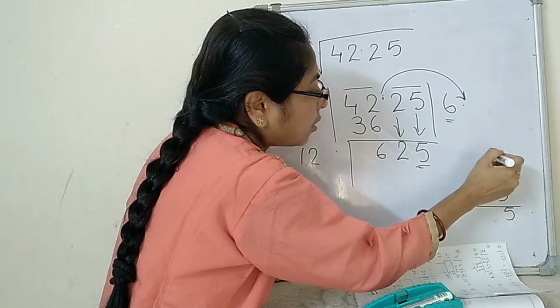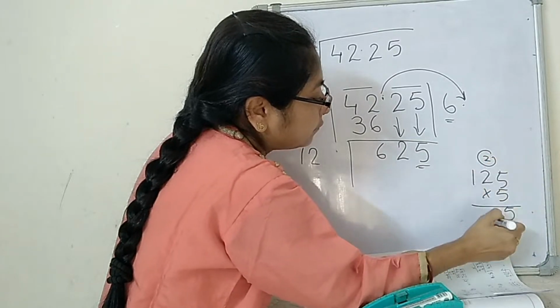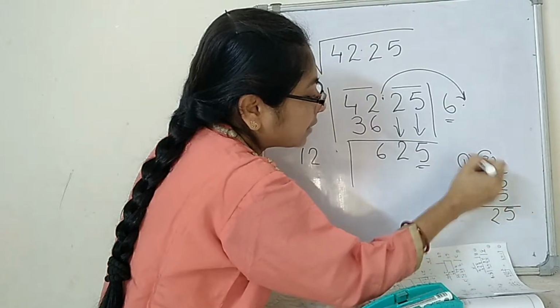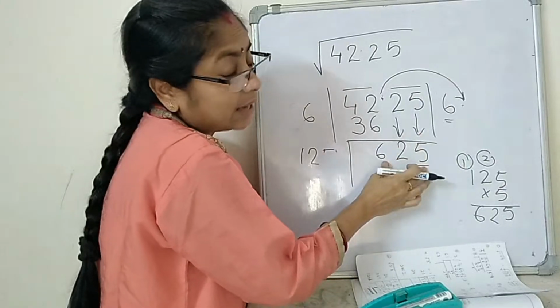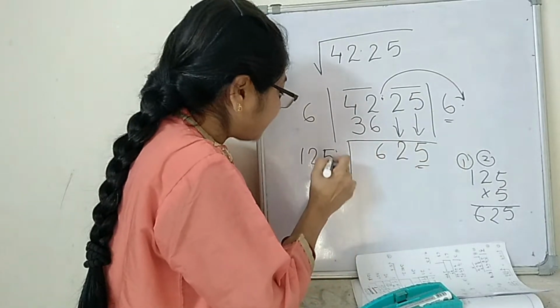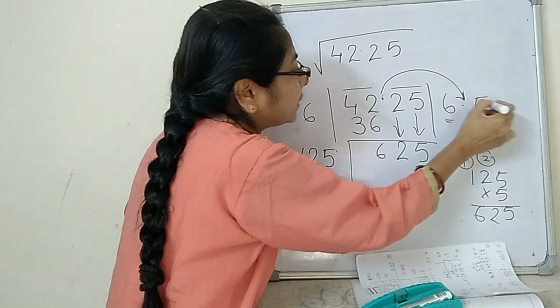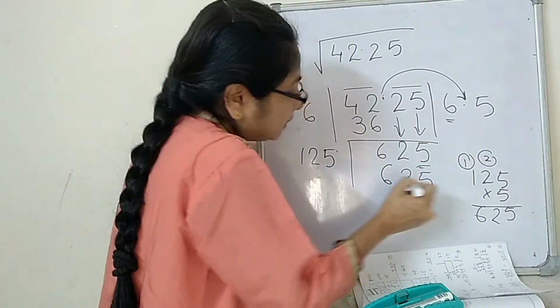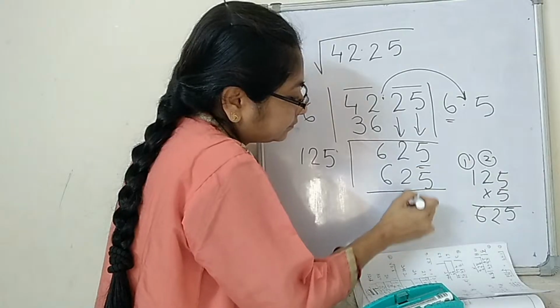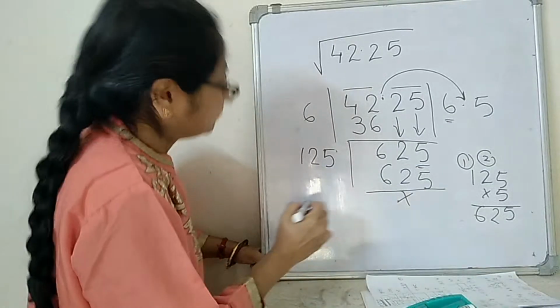25, carry forward 2. 10 up to 12. 1 carry forward. 5 and 1, 6. 625. And here the number is 625. I write 5 here. I write 5 here. And 625 here. Okay. So what is the answer?